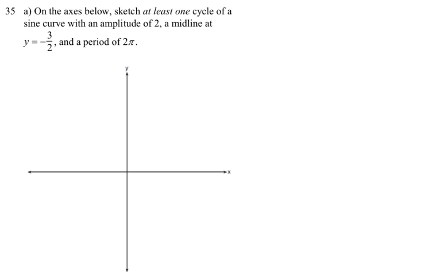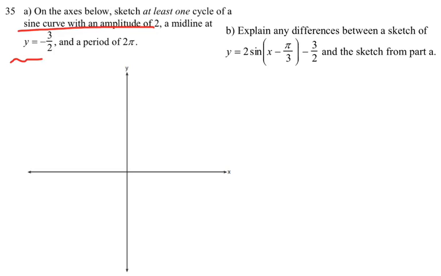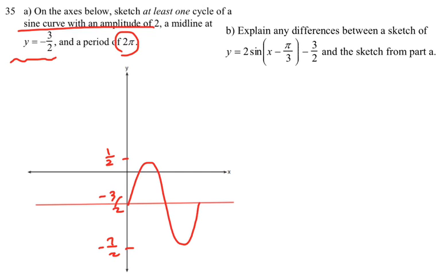Now, number 35. So they want us to sketch at least one cycle with the amplitude of 2, midline at -3/2, and period 2 pi. So, for example, I drew the line assuming that that's the -3/2. Since I'm going up 2 units because amplitude was 2, I'm going to go as high as 1/2 and as low as -7/2. And then I can just sketch that. That would be my one cycle. Where I end must be 2 pi, and in the middle there must be pi.